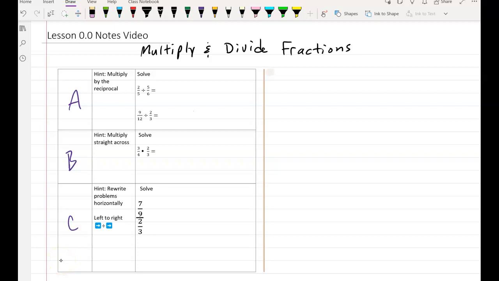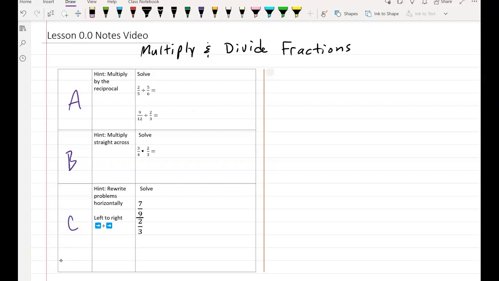Hello, math friends. Today we are going to take a look at our very first video lesson, and it is on multiplying and dividing fractions. Now this is something you may or may not know how to do already, but we're just going to get a real quick refresher on how to do this. And we're going to start first of all with dividing fractions because that's just how it's going to work today.